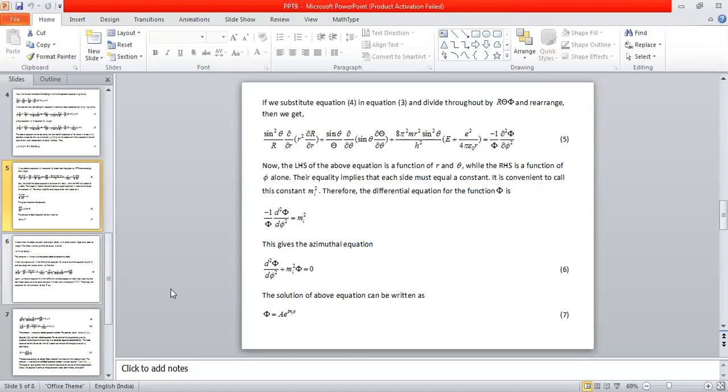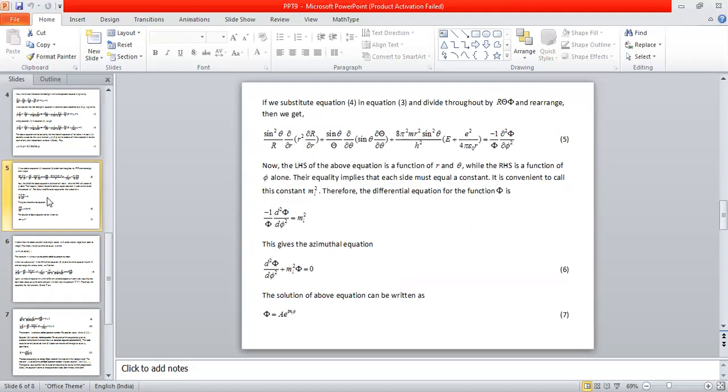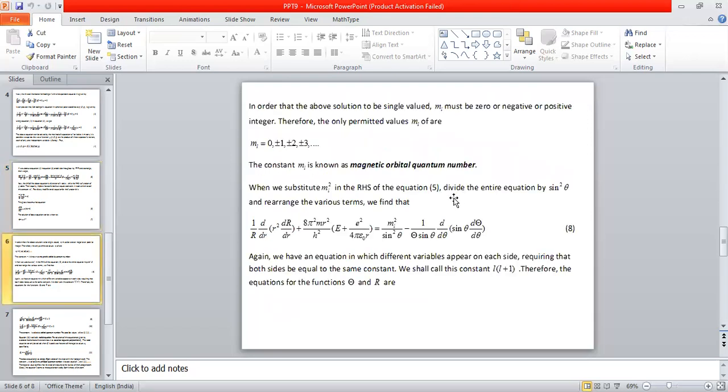So that is what we are doing in the next step. When we substitute ml square in the RHS of equation 5, we are equating the left-side terms, these three different terms, to ml square, and we are rearranging. After rearranging, we divide the entire equation by sine square theta and rearrange once again.